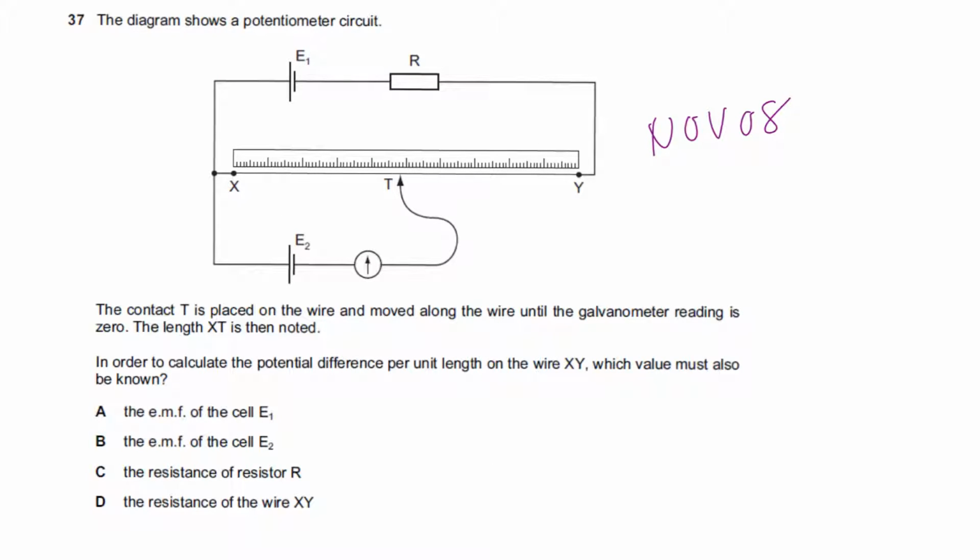If you want to find the potential difference per unit length, that means you must know the voltage and you must divide by the length. Since this is already a ruler, we can find the length from the ruler itself. So then all we have to do is to find this PD. What is this PD equal to, E1 or E2? If I know E2, then it will be the PD across XT. So if I know the PD across XT and divide by the length, wouldn't I get the PD per unit length? So the answer is, you must know E2.